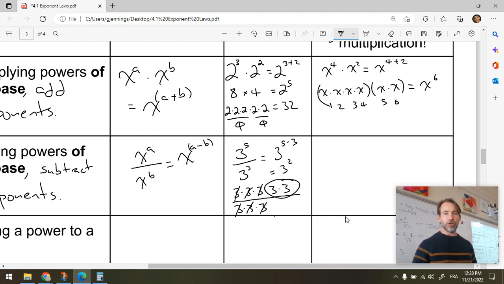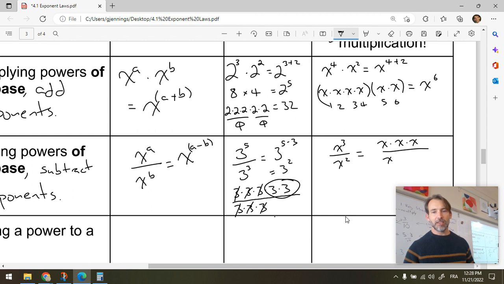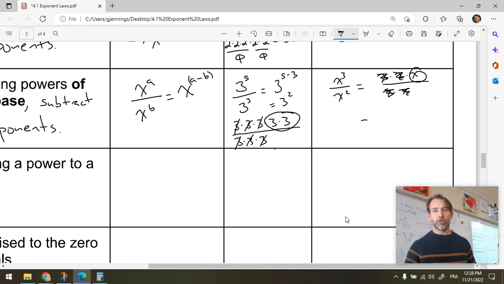Okay? And so if I show that with multiplication, let's say I do x to the 3 divided by x to the 2. Well, that's just going to be x times x times x on top divided by x times x on the bottom. And then this cancels this, and this cancels this. So I'm left with x. So that's how I can remember that x to the 3 divided by x to the 2 is x to the 3 minus 2, which is just x to the 1. It's just x multiplied by itself once.